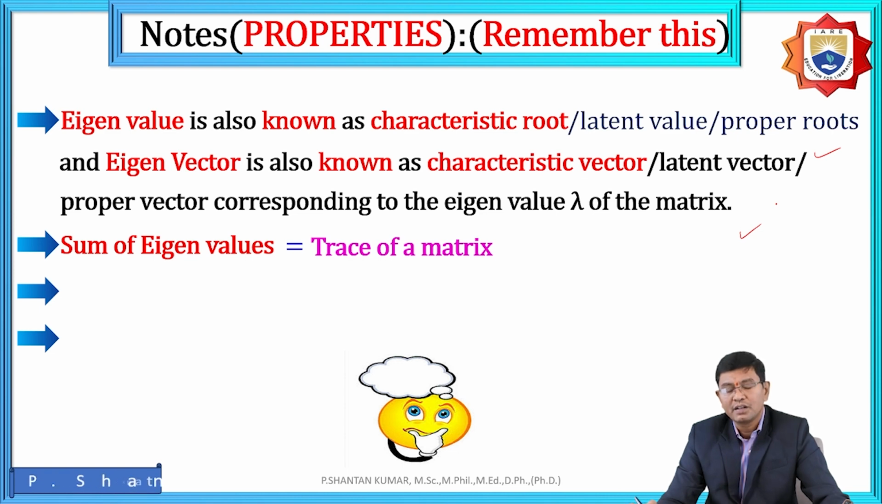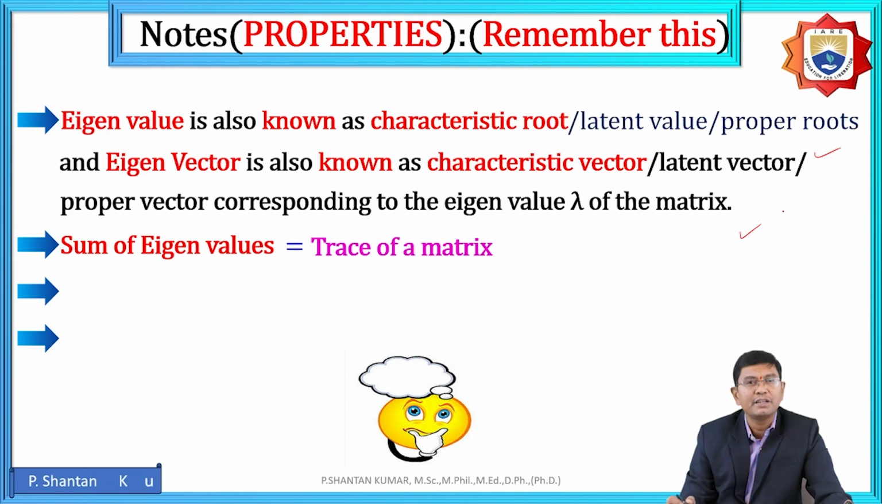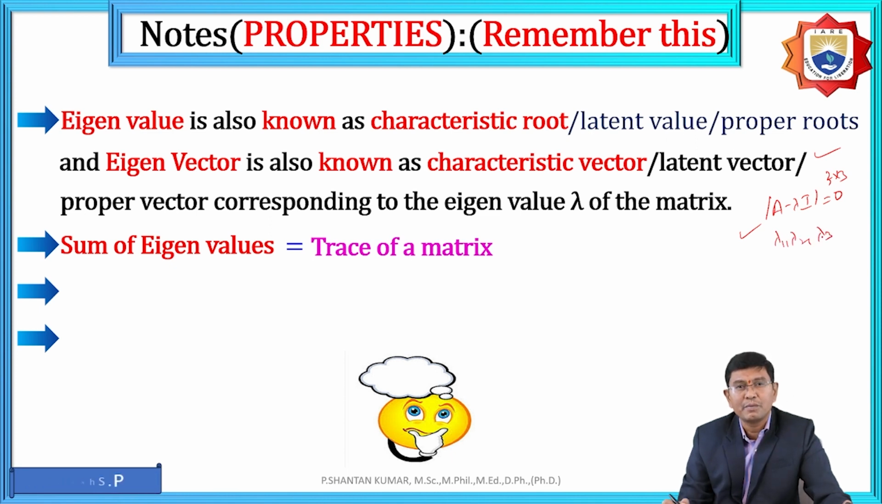For any given matrix, for example a 3 by 3 matrix or 2 by 2, with the help of the characteristic equation, determinant of A minus lambda I is equal to 0, under the 2 by 2 or 3 by 3 matrix you obtain lambda 1, lambda 2 and lambda 3, depending upon the order of the matrix. We need to remember the property of the sum of the eigenvalues: lambda 1 plus lambda 2 plus lambda 3 is always equal to the trace of the matrix.